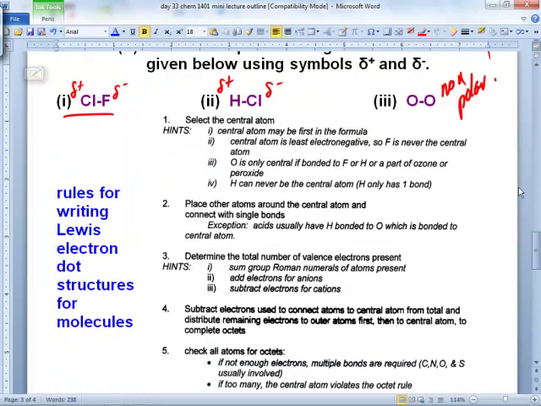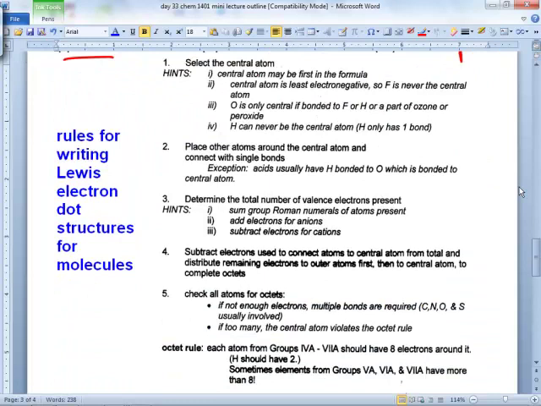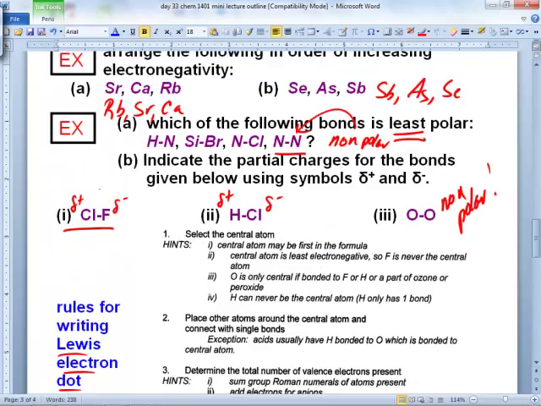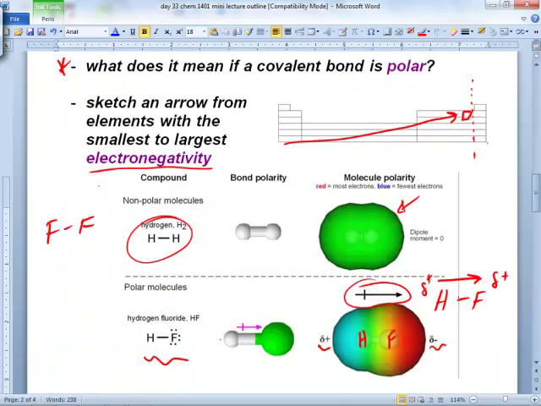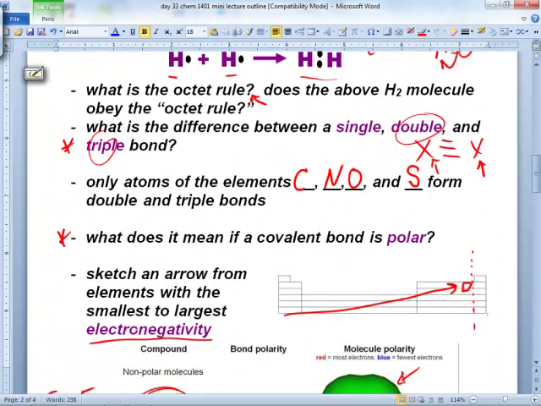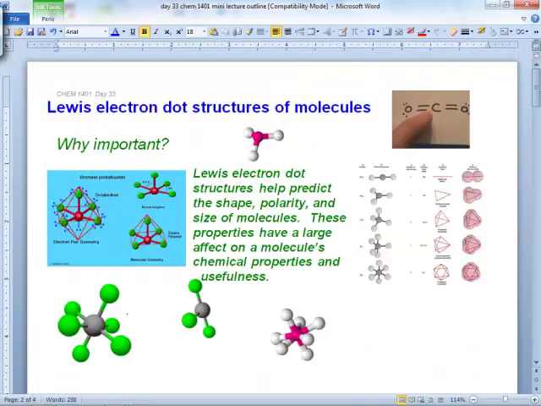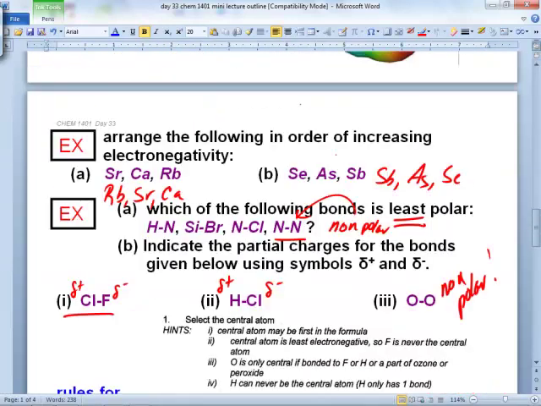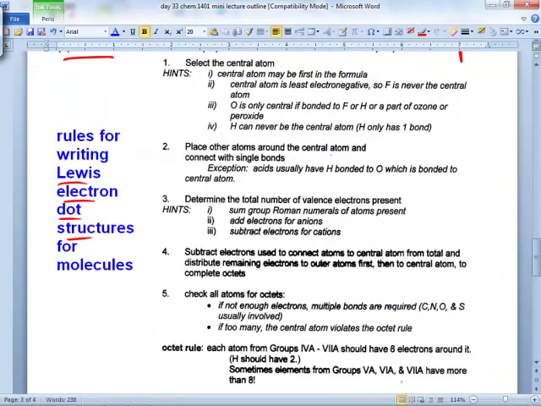Okay. So here's a lot of verbiage about how to write Lewis electron dot structures. What we're talking about are these things. Looks like this. Looks like this. Rules for writing those. Now, there's a lot of verbiage here. You can read it at home. Let me just point out the main points.